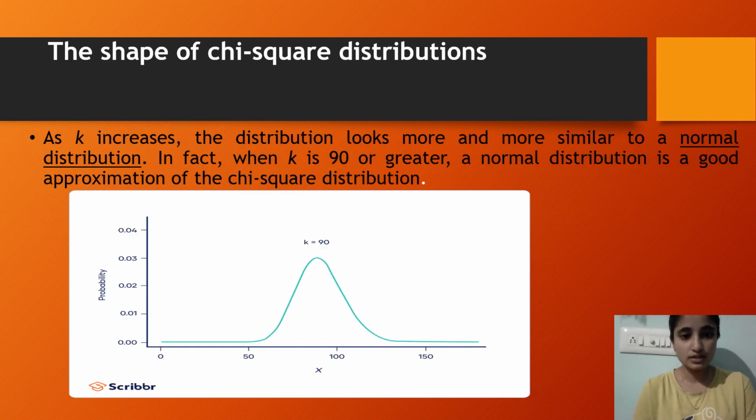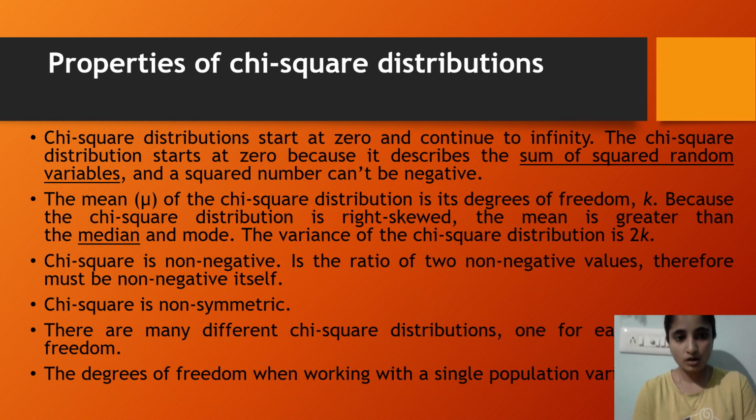As k increases, the distribution looks more and more similar to a normal distribution. In fact, when k is 90 or greater, a normal distribution is a good approximation of a chi-square distribution. This is the graph when k is equal to 90. Now let us move on to the properties of the chi-square distributions.